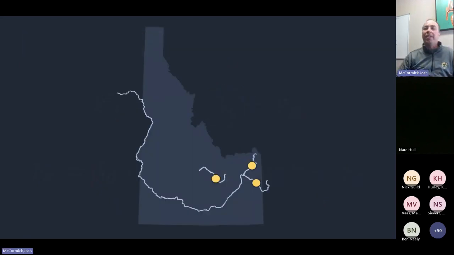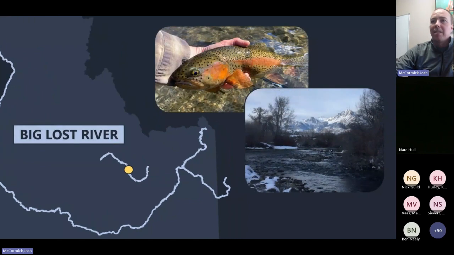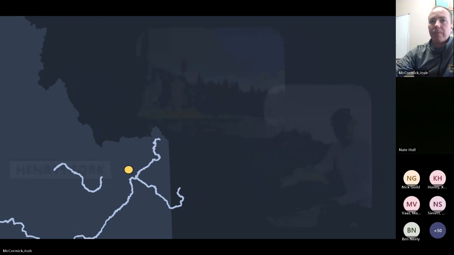So we did these surveys at 3 places in Southeast Idaho. These are all catch and release trout fisheries. The first place is the Big Lost River. This is mostly a catch and release rainbow trout fishery. A majority of the angling that takes place there is by bank anglers. And there's one section within the Big Lost River that we're interested in for this study.